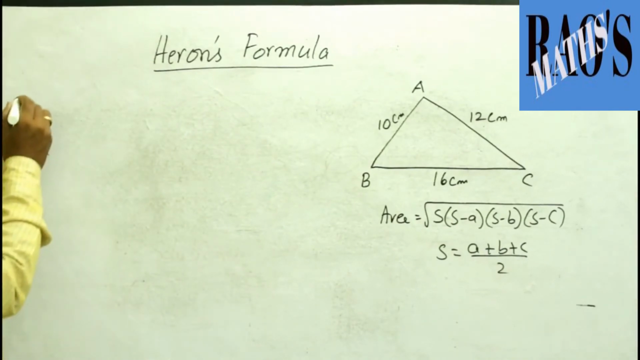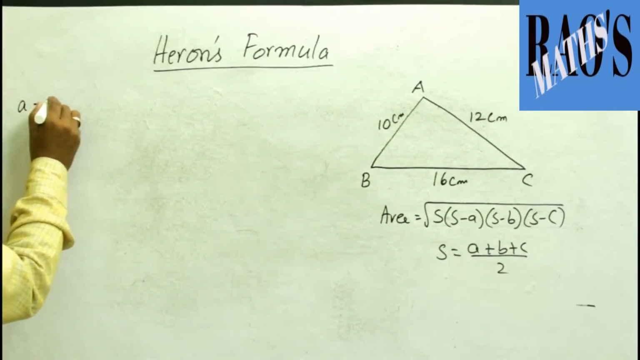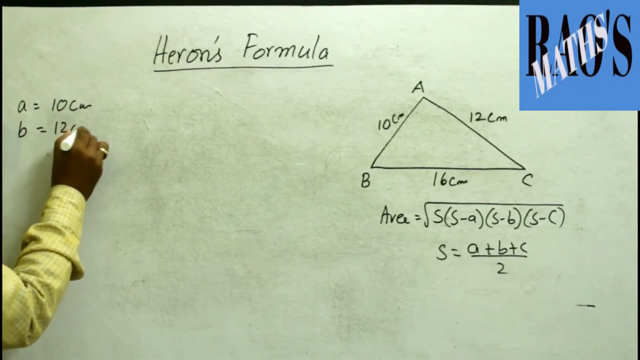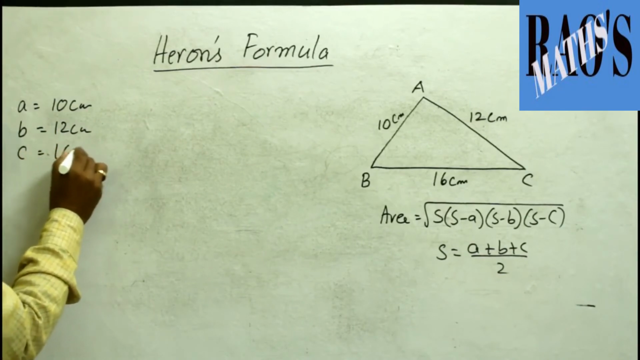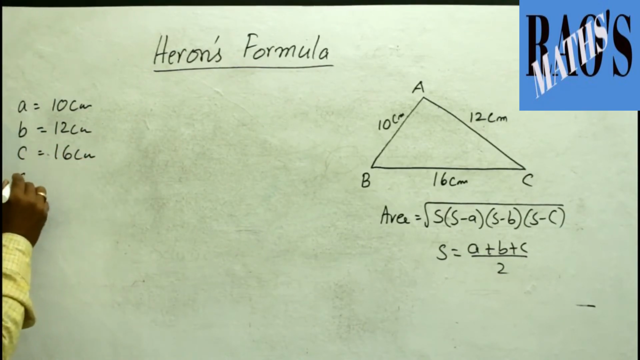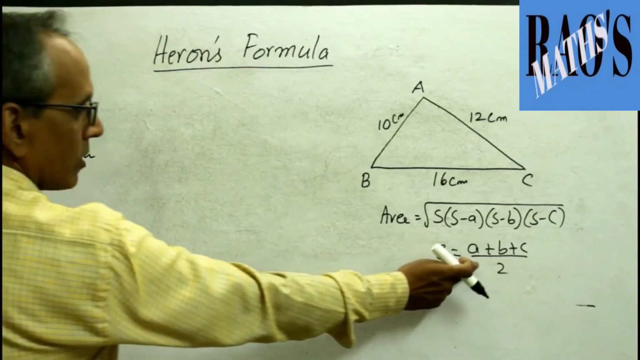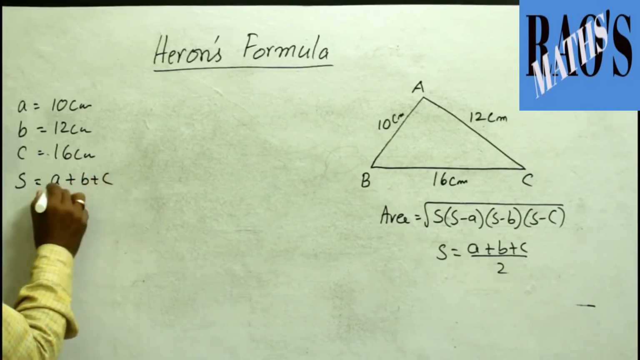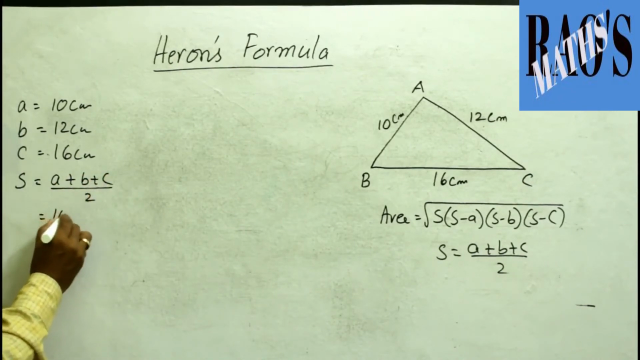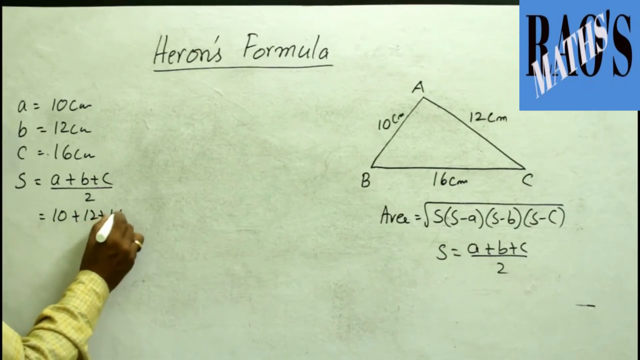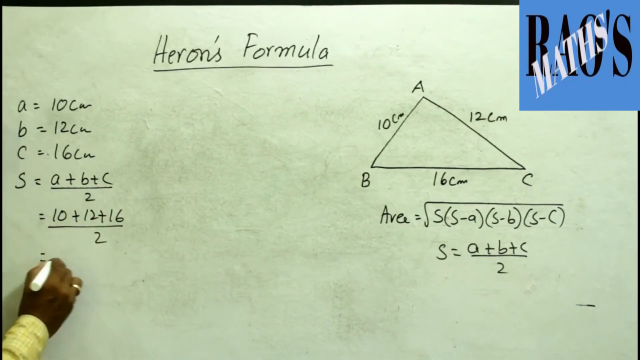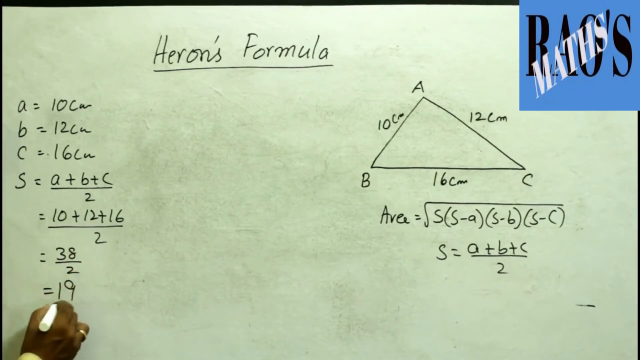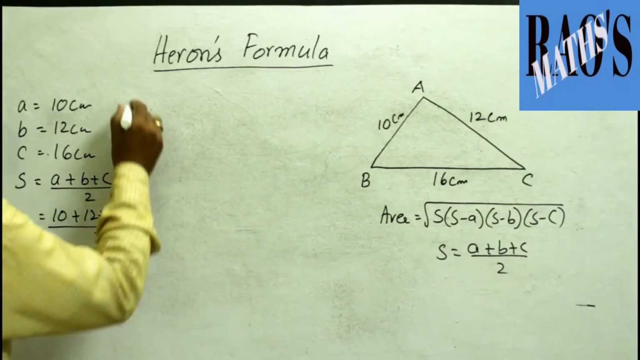So we have A as 10 centimeter, B as 12 centimeter and C as 16 centimeter. Let me find out S, which is the semi-perimeter, by using A plus B plus C by 2, which is 10 plus 12 plus 16 by 2, which gives 38 by 2, that is 19. So I use this S in the formula.